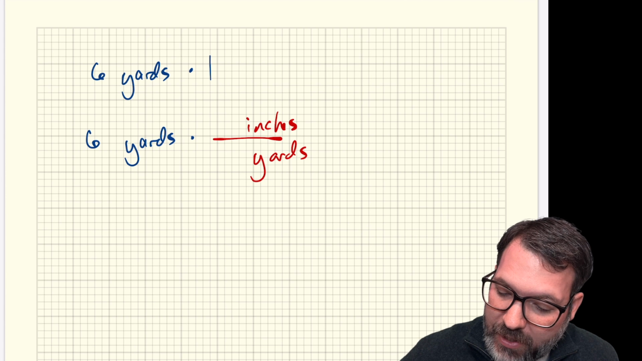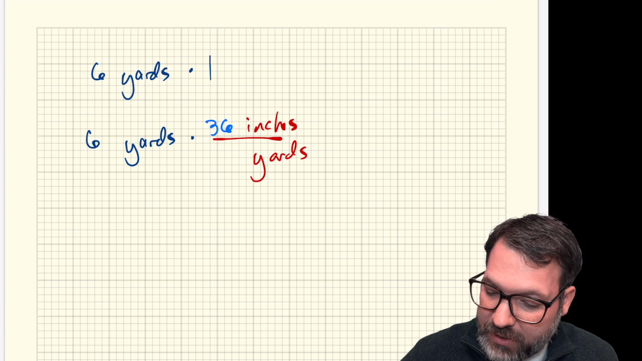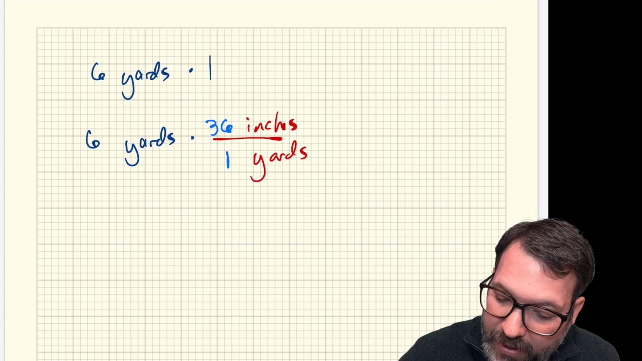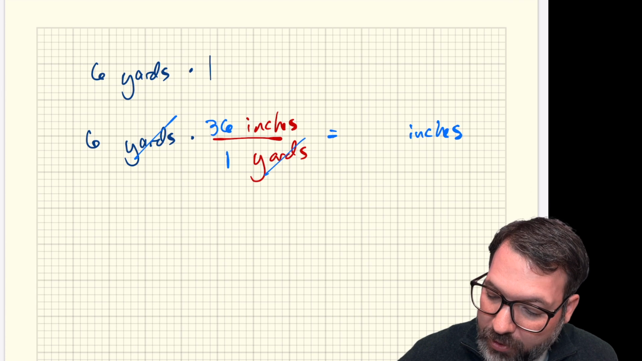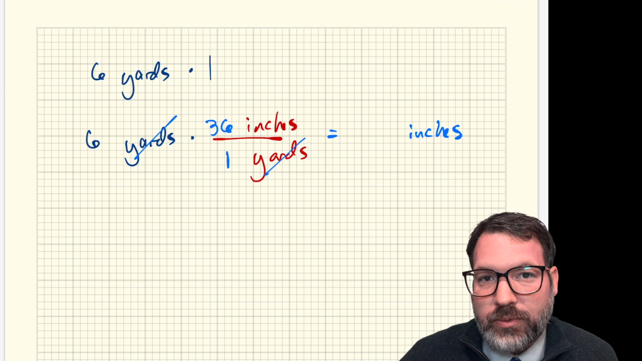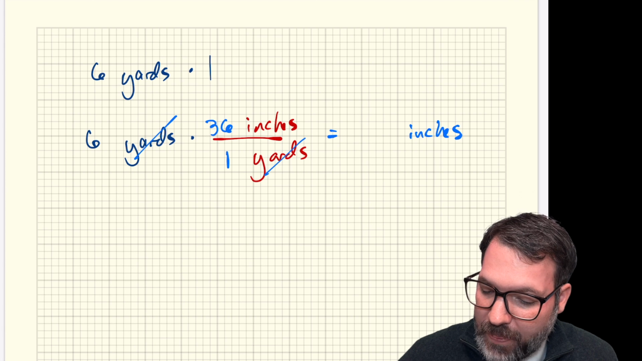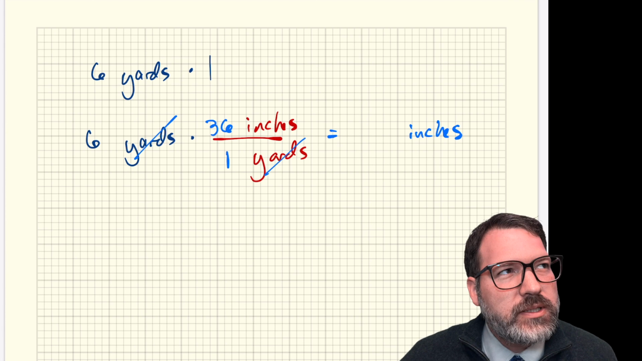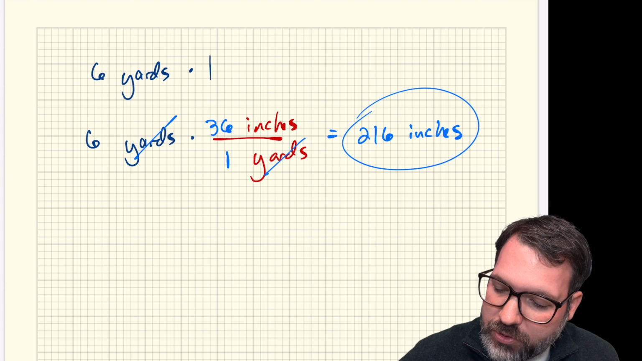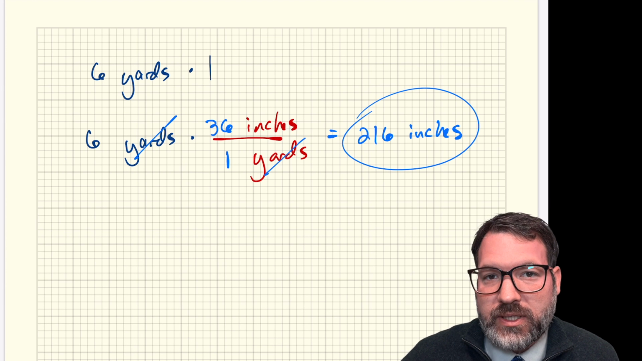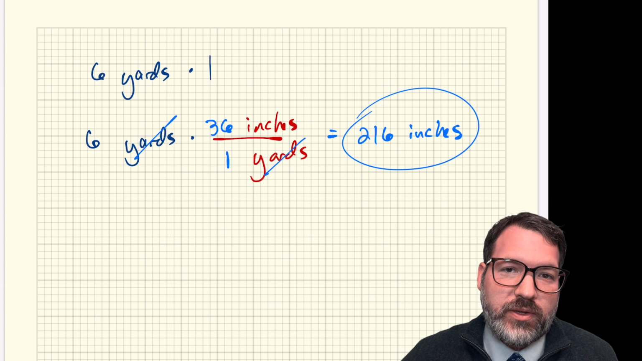From there I can say, all right, we figured out there are 36 inches to 1 yard, and now I can see the yards cancel out. My only unit left over is going to be inches, so my answer right now is going to be in inches. And then 6 times 36 is the same thing as 12 times 18 is the same thing as 216. So 216 inches correspond to those 6 yards.